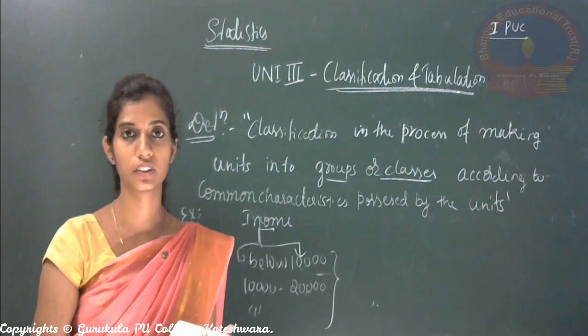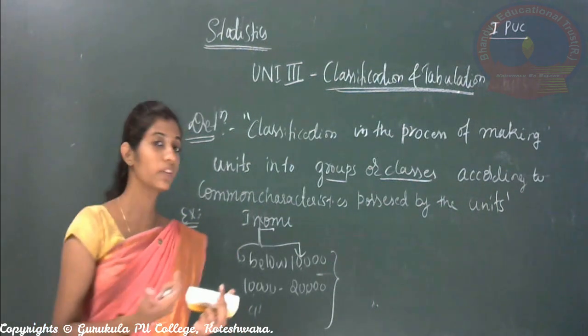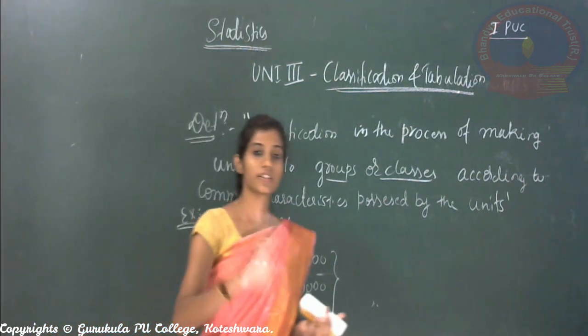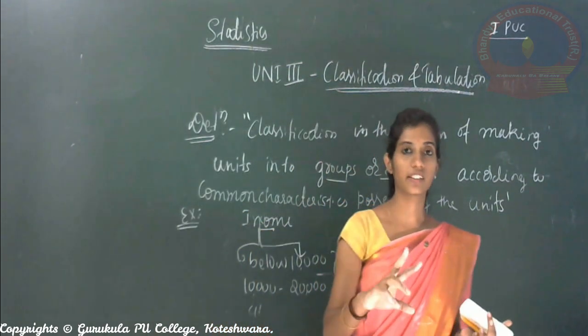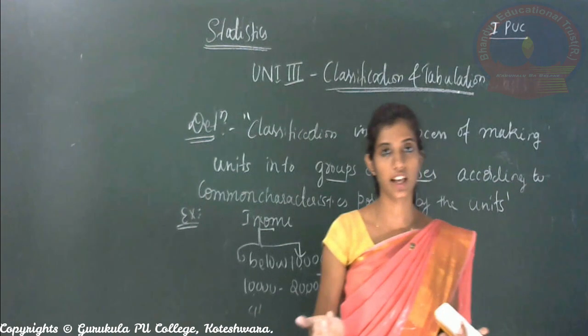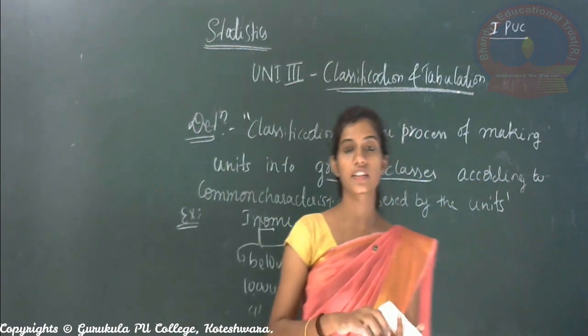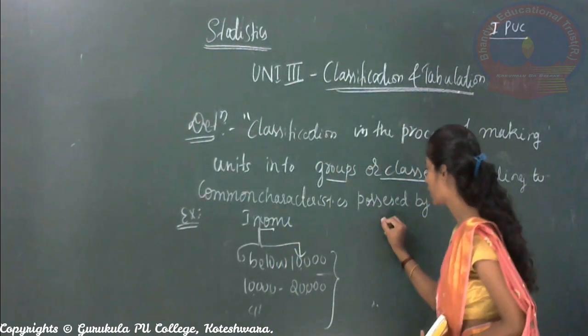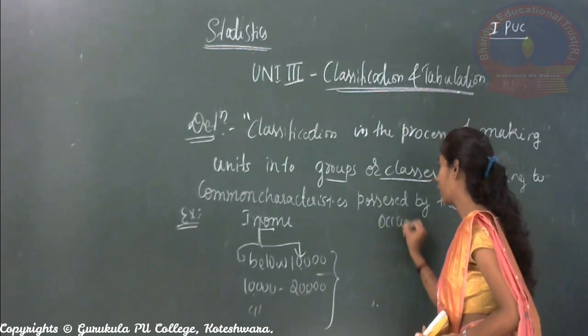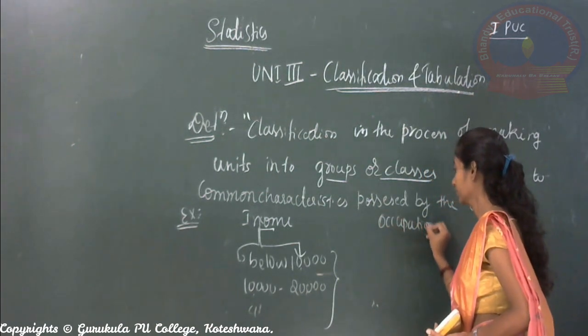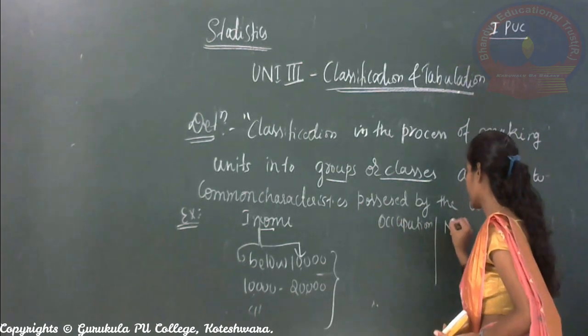Is that clear? So in other words, for example, sales and production, these two are related things, so we can make the classification there. Or else number of residents, or according to occupation, and number of residents.